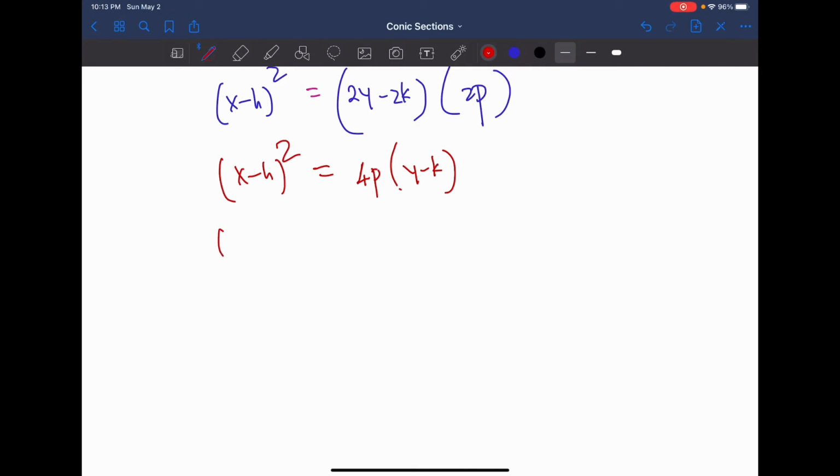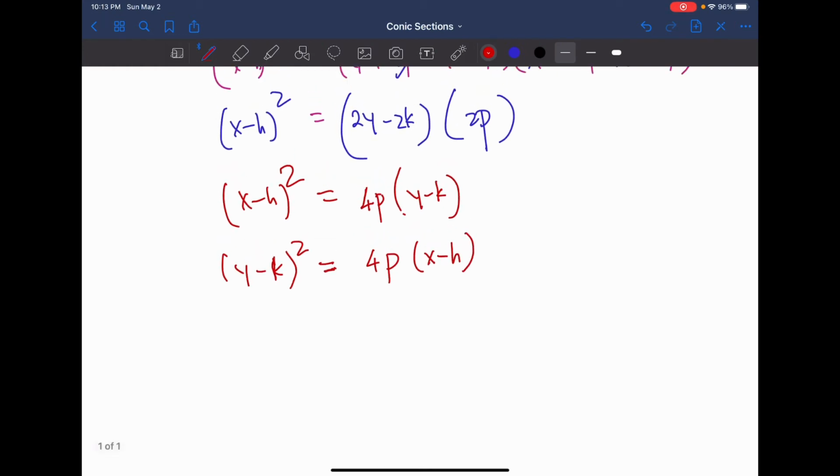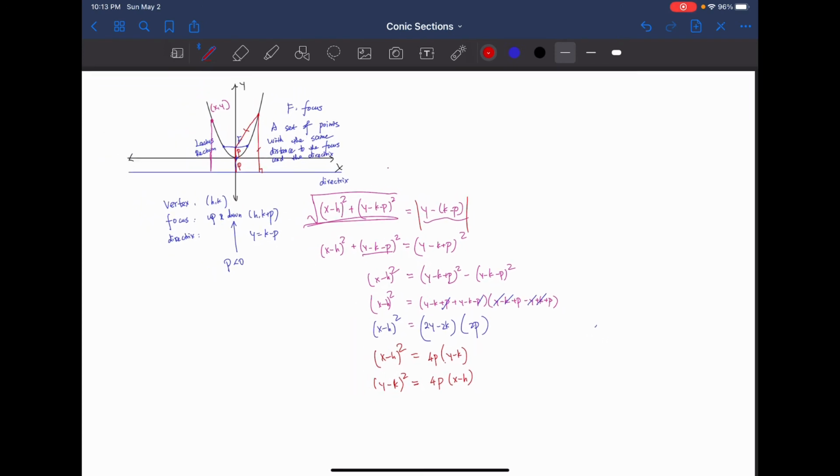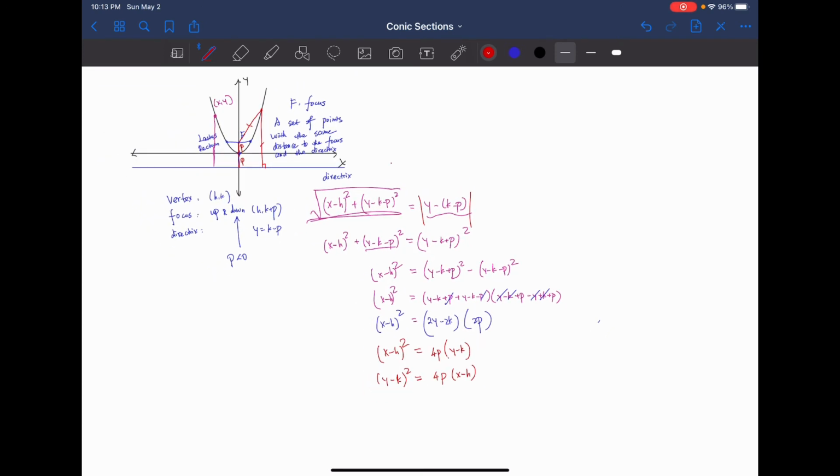So another form would be (y minus k) squared is equal to 4p times (x minus h), and that is our equation for the parabola. And let's get back to the latus rectum.